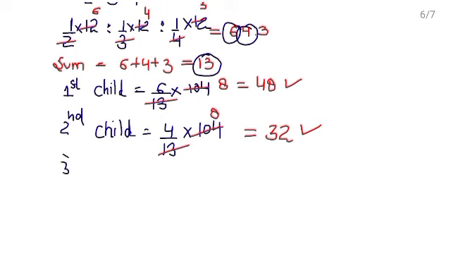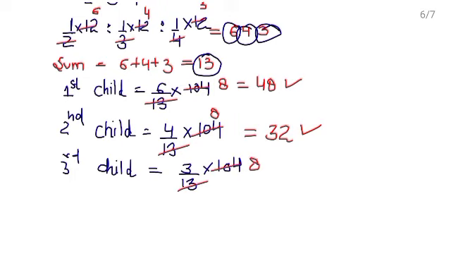Now for the third child, how will we find it? Third ratio 3 upon the sum of the ratios, multiplied by the total number of pencils. 13 8s are 104, 3 8s are 24, so the third child is getting 24 pencils. And these are the pencils for the first child, second child, third child, which they were asking in the question. So this is your answer.